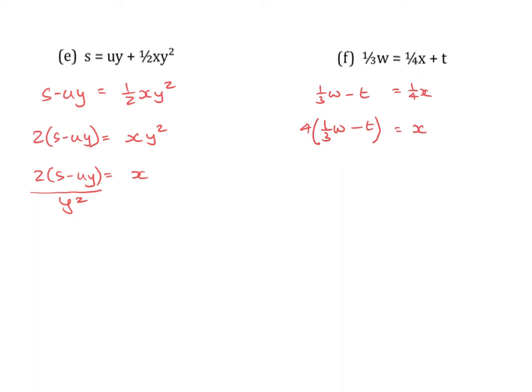It's a little bit messy with the fraction in there, so I'm actually just going to take it one step further, leave my x alone, but just expand the bracket. So I'm going to get 4/3 w minus 4t. That version there is neater, I think, than this one, although both are correct.